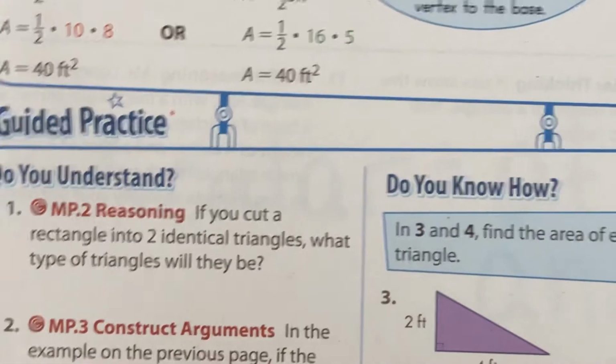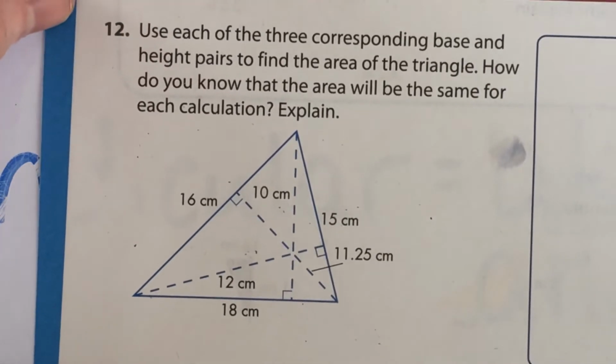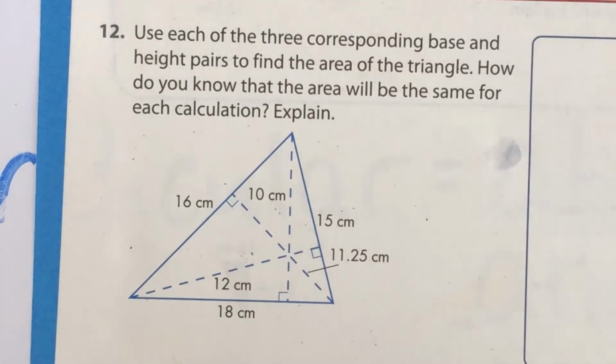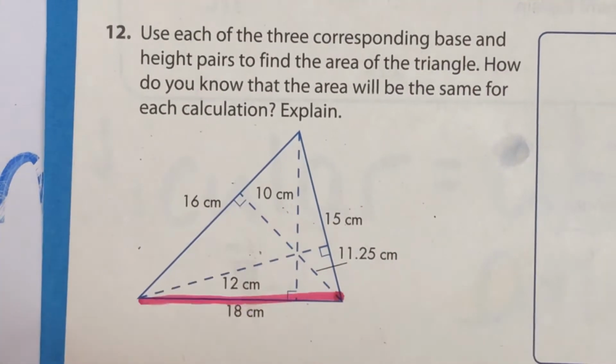All right. So flip over your page on page 667 and look at page 668. All right, I want everyone to look at the very last question. It says, use each of the 3 corresponding base and height pairs to find the area of the triangle. Now this may look a little interesting because there's a lot of lines going on. All right, but again, we can flip this triangle around any way we need to find the corresponding base and height. So right now I'm going to start with the base that I see right away, which is 18.